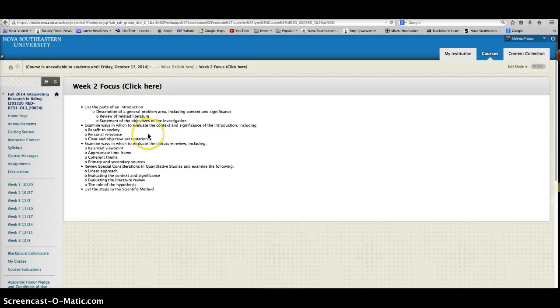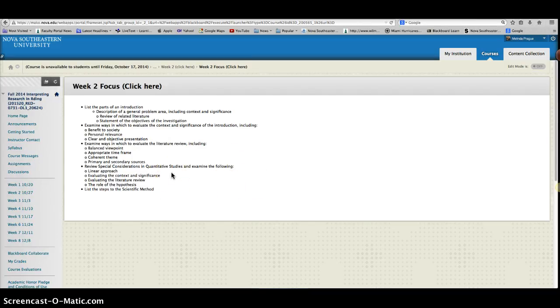We'll be looking at ways that we evaluate the introduction. Specifically, does this research benefit society? Is there personal relevance? Are the objectives clear? How do we evaluate the literature? We look for a balanced viewpoint. We look at the time frame, whether it's coherent, and certainly we evaluate the primary and secondary sources.